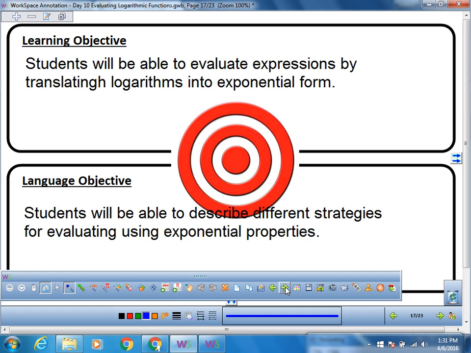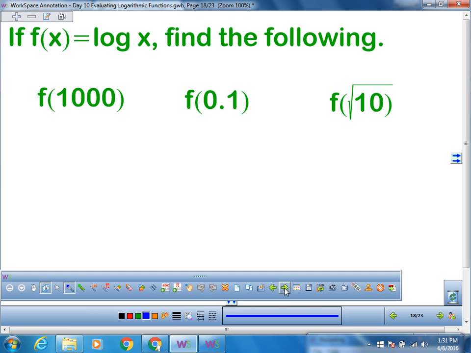Here's your new stuff. It's not that much that's new. It's just manipulating. It's just changing things into an exponential form and then solving. So, remember I told you if there's nothing there, what's the base? 10.